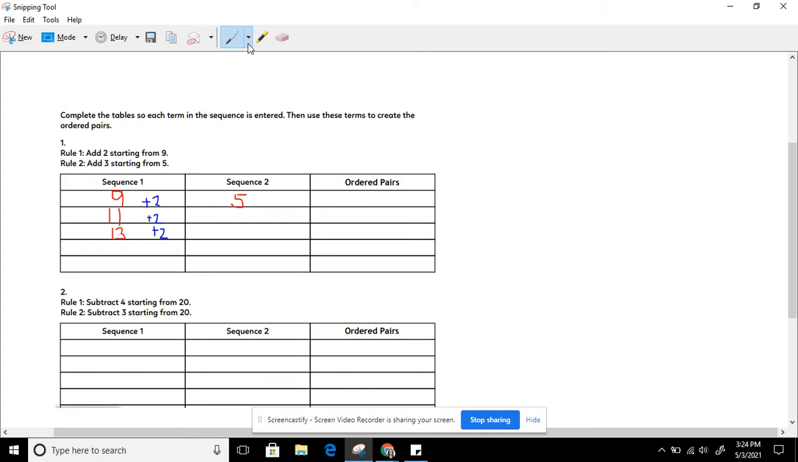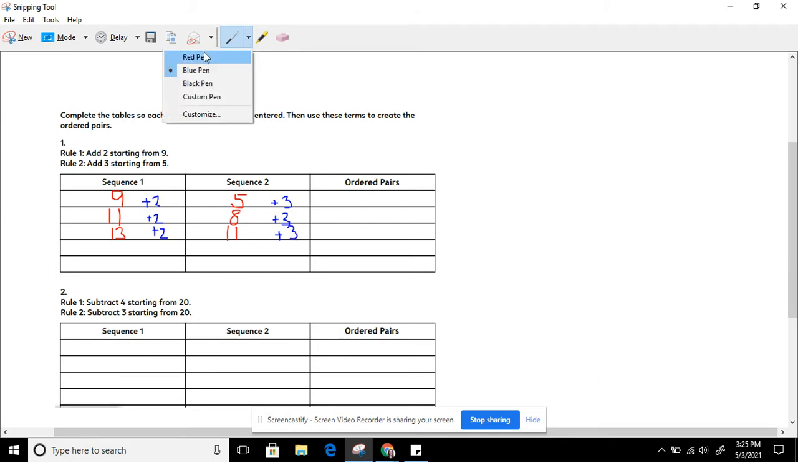For sequence 2, it says add 3 starting from 5. So we have our first number, what we're starting with, 5, and our rule here is adding 3. 5 plus 3 is 8. Okay, and then let's see here, we're going to go back to the rule of adding 3 for rule 2 for sequence 2. And that gives us 11. And we're going to go back to that rule of adding 3. Because rule 2 for sequence 2 is add 3. And I'll let you finish the chart.